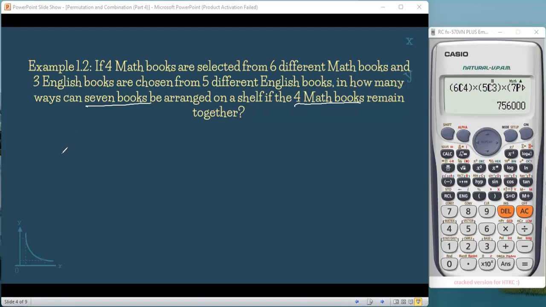So first, let's visualize the problem. So ibig sabihin daw po, meron tayong 7 books. 4, 5, 6, 7. So, ito pong book 1 natin, math na to, math 1, math 2, math 3, math 4. At kailangan daw po, together lang sila, magkakasama sila. At di ba po, my dear students, katulad ng mga examples natin dati, kapag may mga ayaw maghiwalay, ano nga po gagamitin natin dyan? Permutation po.